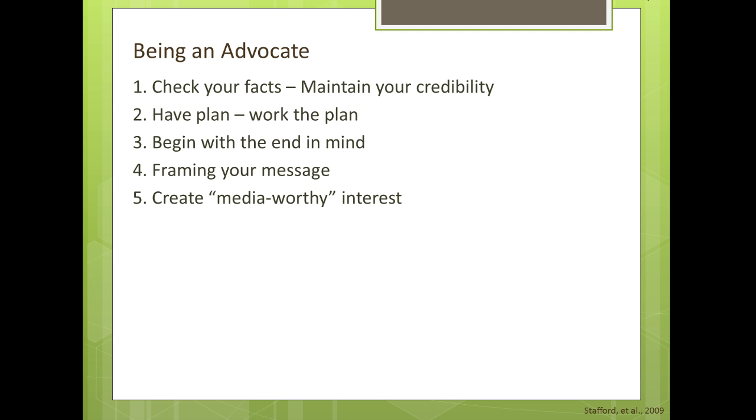Okay? Have a plan and work the plan. Just like you would with any other treatment plan or any other intervention plan, you've got to know how you are going to use the intervention. What are you aiming for? What are your goals and how are you going to get there?